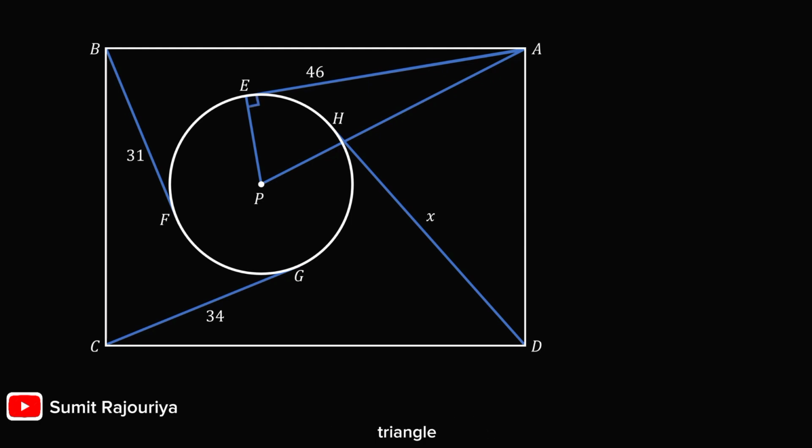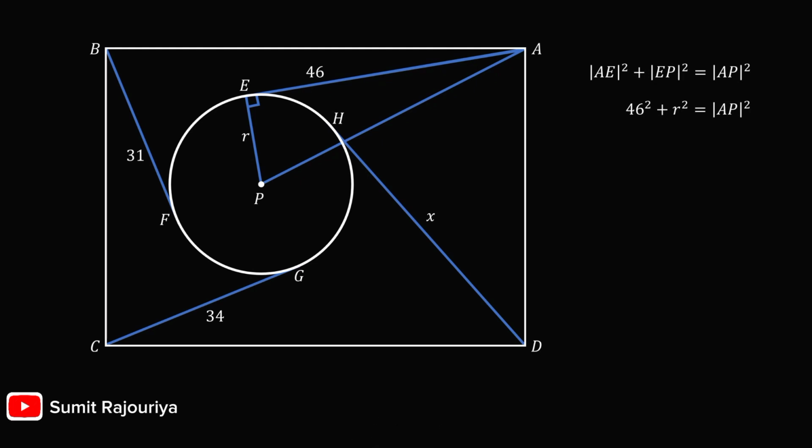Since we have a right triangle, AE squared plus EP squared is equal to AP squared. Let the radius of the circle be equal to r, so that EP is equal to r. Substituting in, we have 46 squared plus r squared is equal to AP squared.